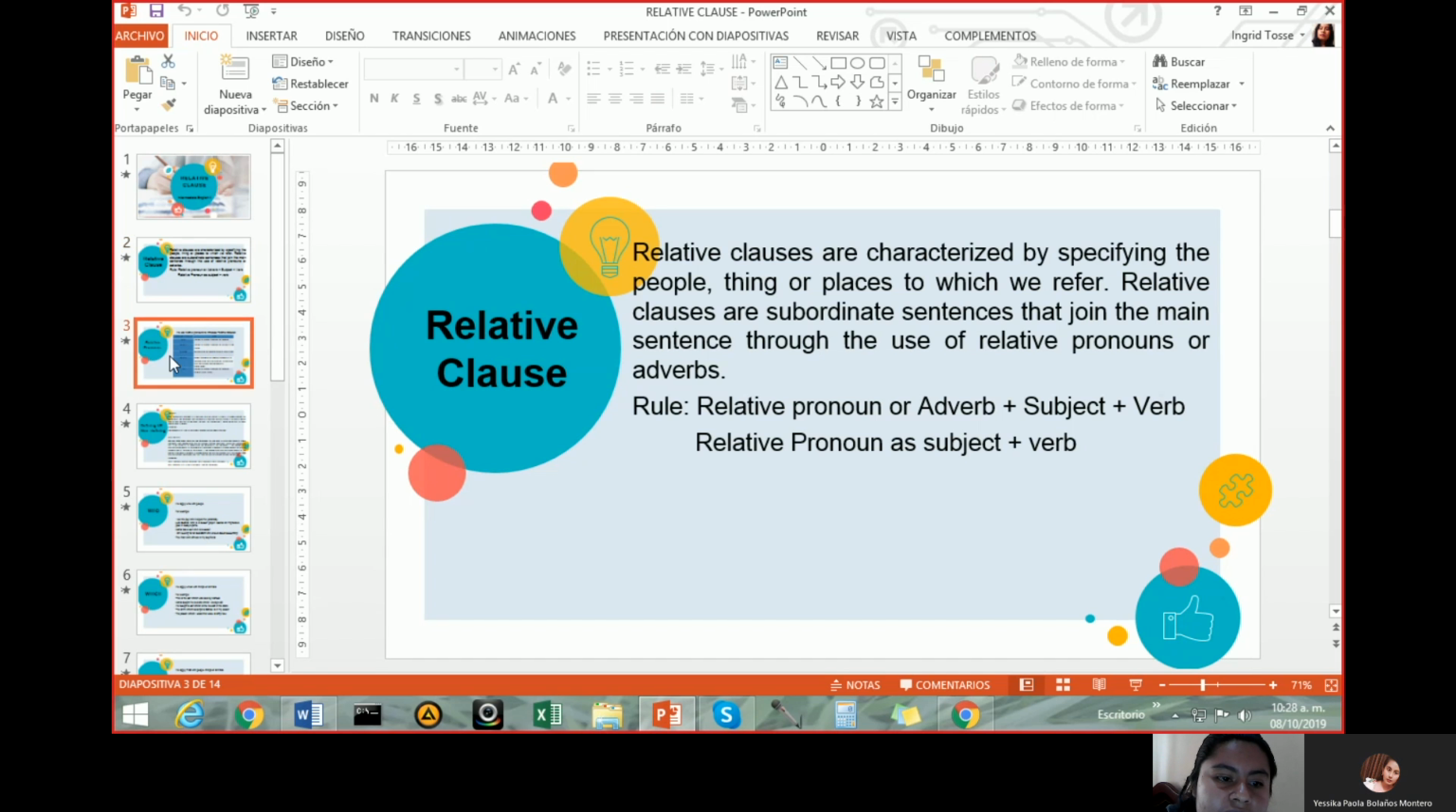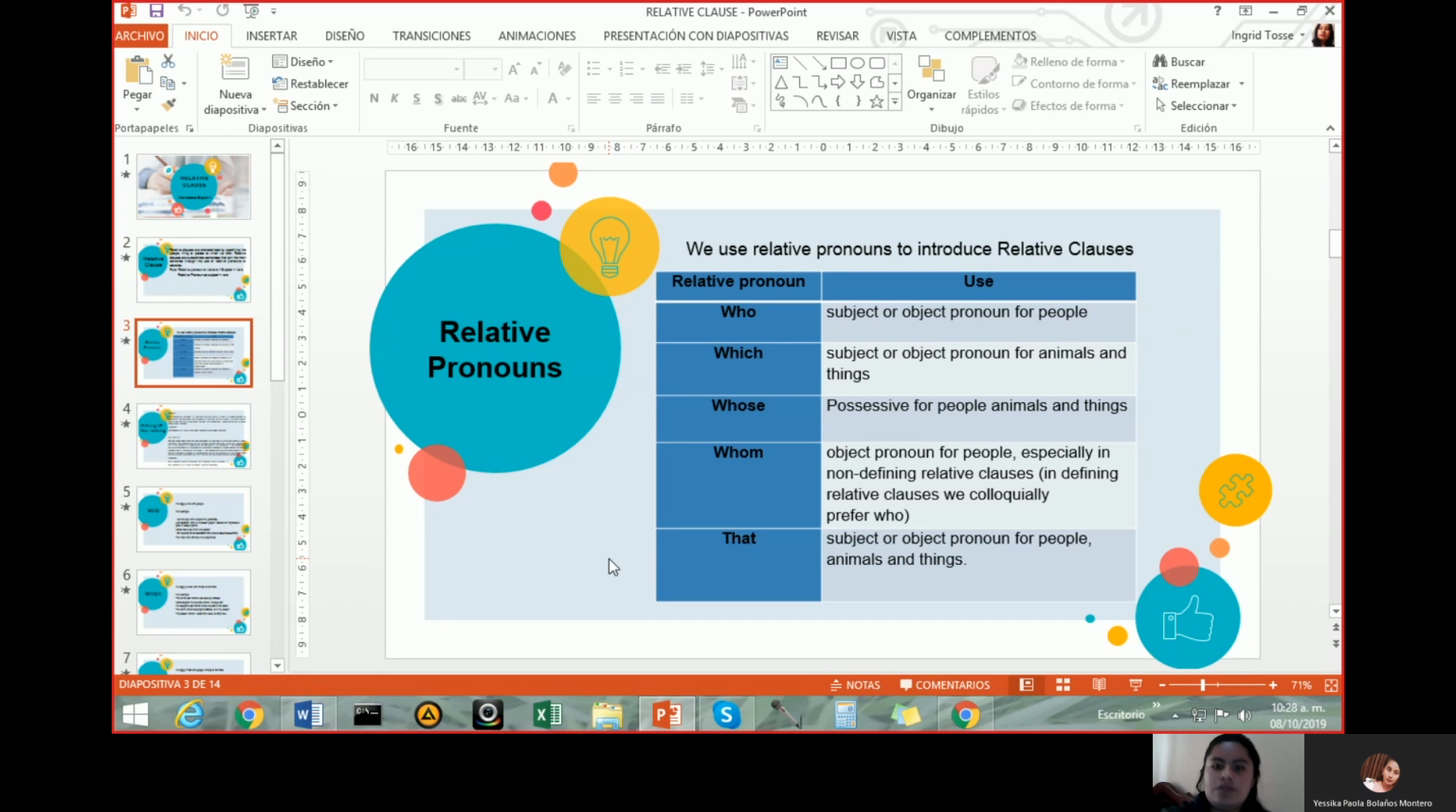Okay, now the relative pronouns. We use relative pronouns to introduce the relative clause. For example, we find the use of the relative pronouns who, which, whose, whom, or that. With who, we apply this for subject or object pronoun that applies for people. With which, we use it for expressions with sentences for animals and things. In the case of animals, we apply it as subject. So sorry, with object.